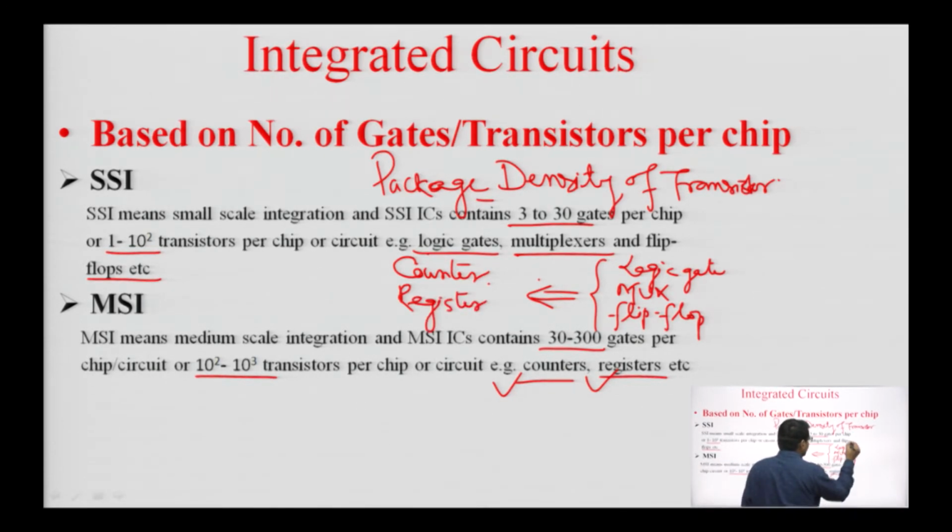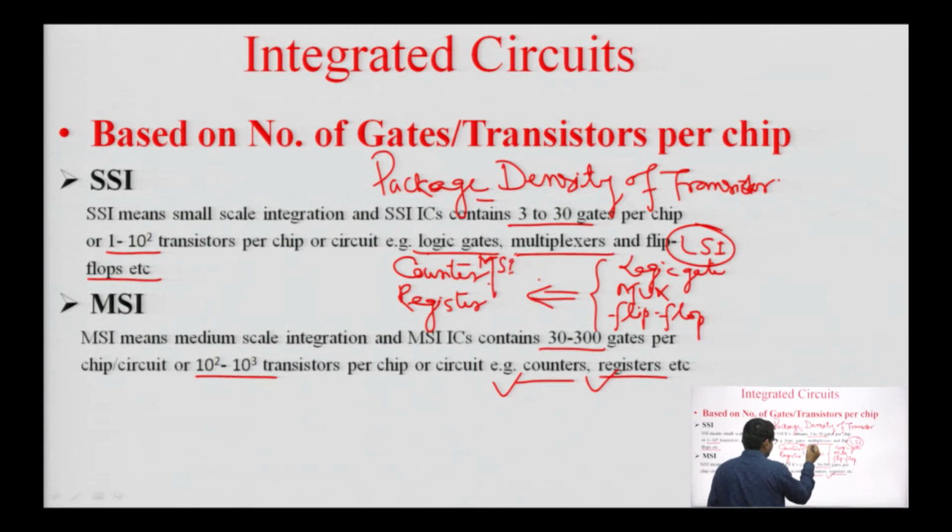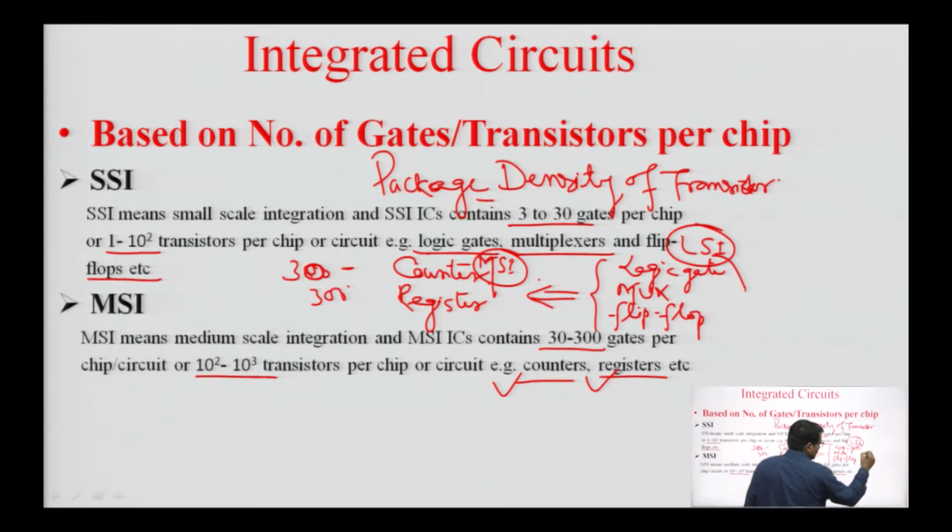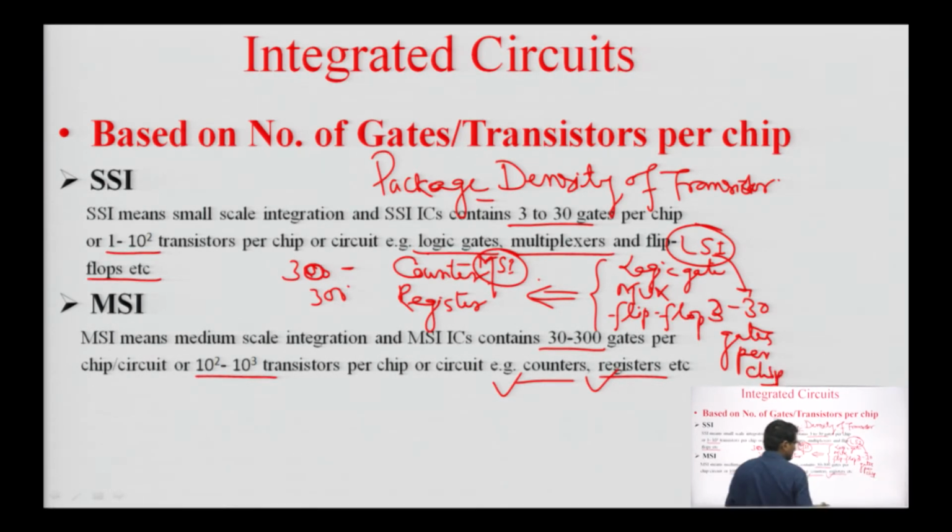So, when these are combined and the number of transistors or gates increases, the next phase of technology is called MSI, medium scale integration. So MSI contains 30 to 300 gates per chip, and SSI contains 3 to 30 gates per chip.